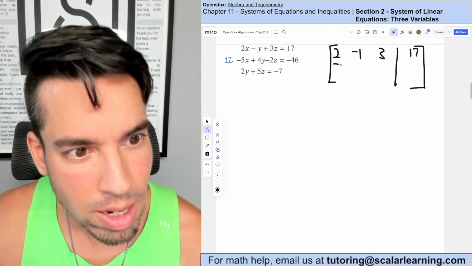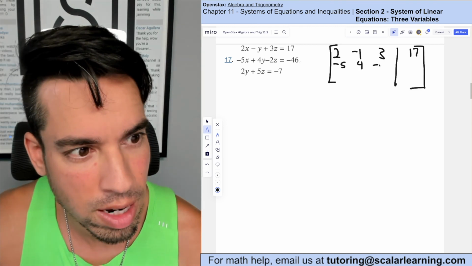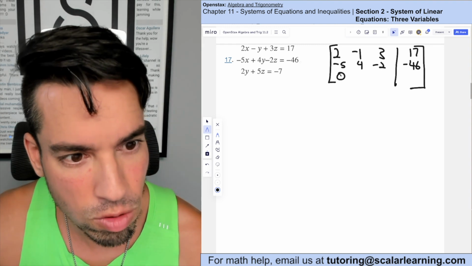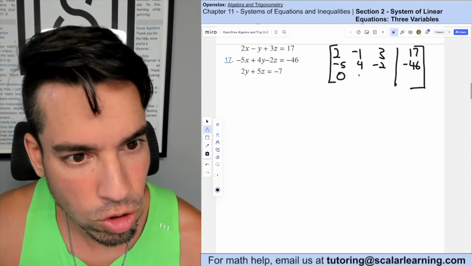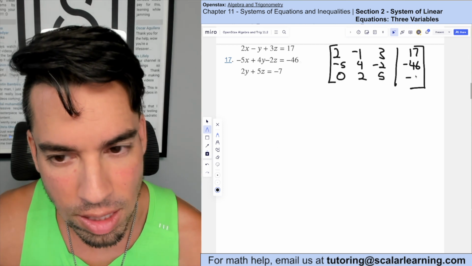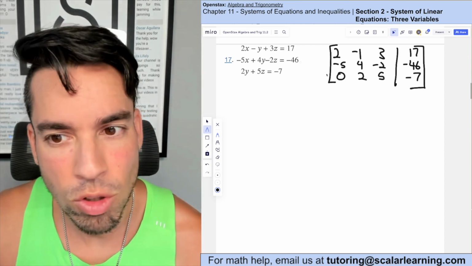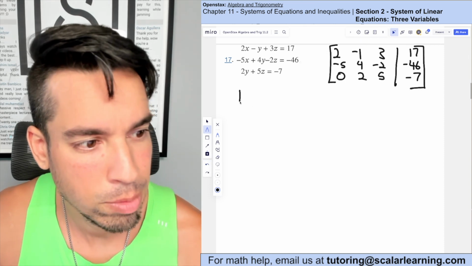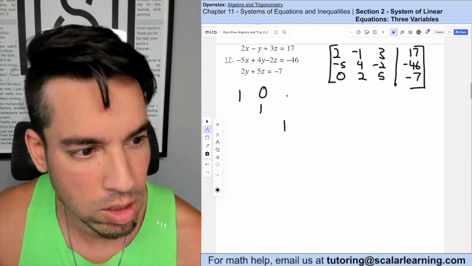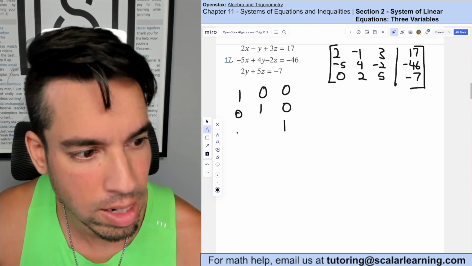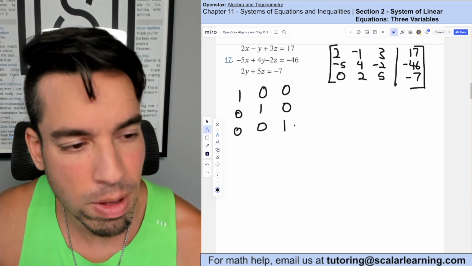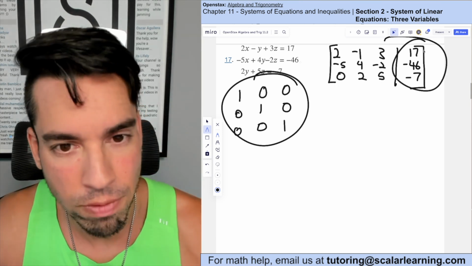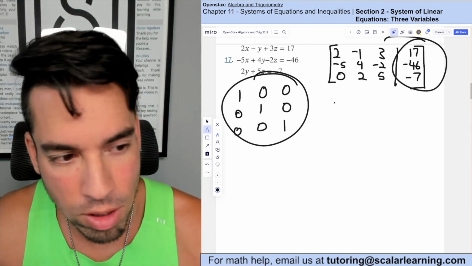For the second row, we got negative 5, 4, and negative 2 equal to negative 46. And on the third row, we got 0 for x, 2 for y, 5 for z, and negative 7 over here. So what we have to do now is we need to get this part to look like this. It has to be 1, 1, 1, and then zeros like so, the identity matrix. And then once we can flip all of these to this, whatever we'll have here will be the answers. The first one will be x, the second value will be y, the third value will be z.